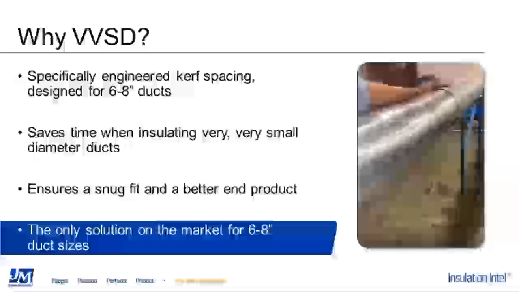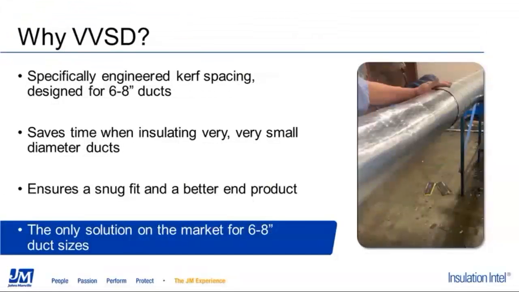So why VVSD? Historically, Spiral Acoustic Plus has been primarily used in ducts with a diameter of 10 inches or larger, and occasionally used in smaller ducts. That being said, it hasn't been easy on the fabrication shops, as fitting a material designed for 10-inch duct into 6 to 8 inch duct, naturally, is going to be difficult. So the pre-cut kerfs in the standard Spiral Acoustic Plus were not spaced to fit 6 to 8 inch duct, or what we would now consider our VVSD, or very, very small diameter ducts.